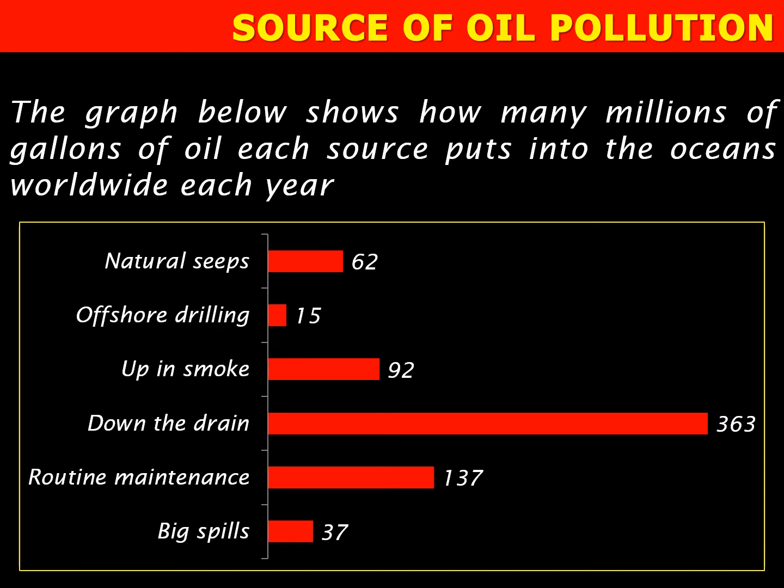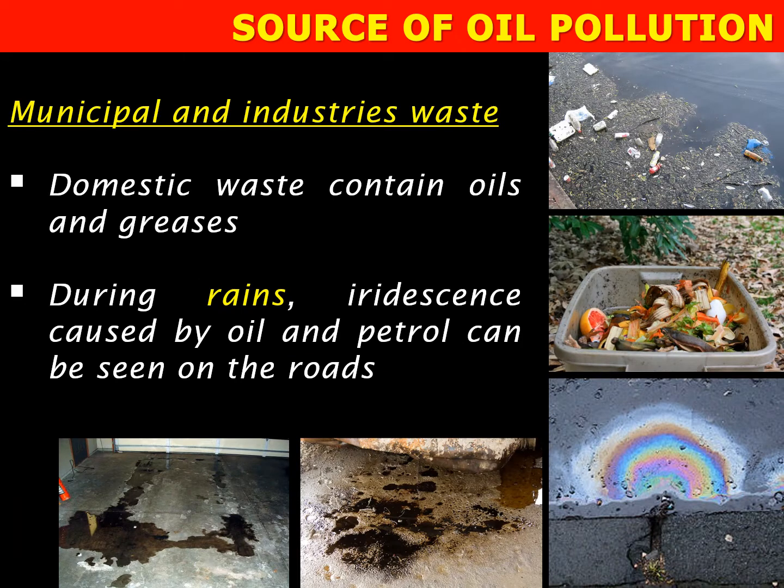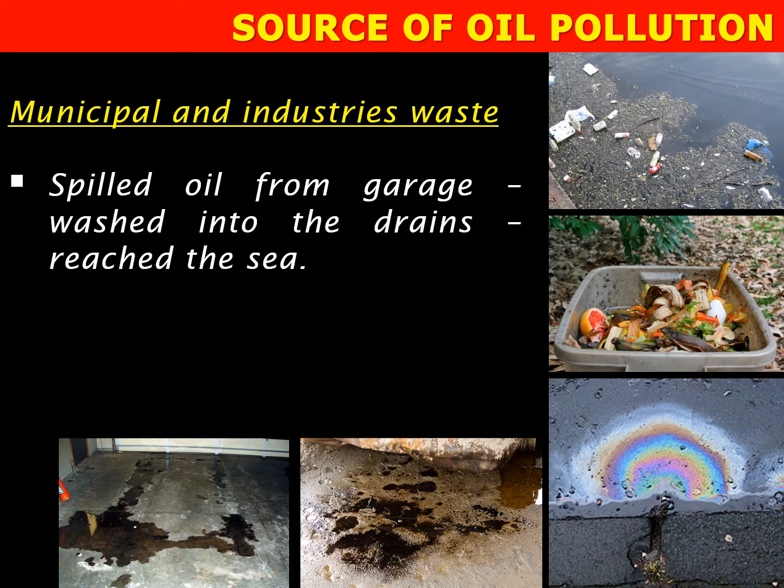The graph shows how many millions of gallons of oil each source puts into the oceans worldwide each year. Do you notice that down the drain is the most significant? The oil spill only accounted for 37 million. Municipal and industrial waste. Almost all domestic waste contains oils and greases. During rains, iridescence caused by oil and petrol can be seen on the roads. Spilled oil from the garage may wash into the drains, and lastly will reach the sea.